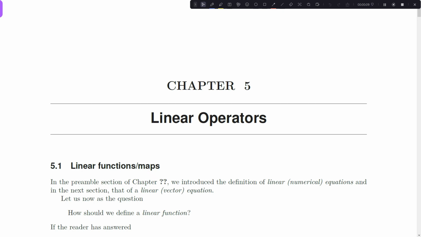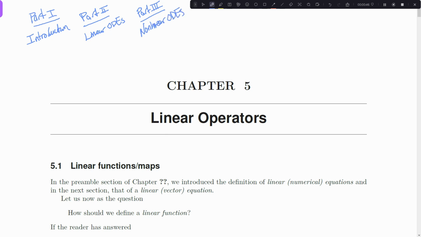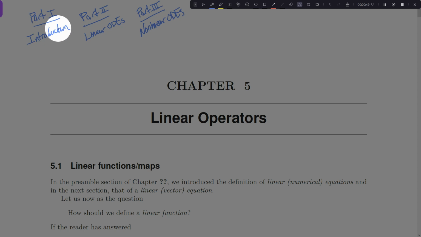All right, hello again. We are moving on to chapter 5, and in particular, I don't think you see this the way I'm uploading the book, but if you were reading the book as a whole, it's actually separated into 3 parts. There's part 1, which is the introduction, part 2, which is linear ODEs, and part 3, which is nonlinear ODEs. And we have graduated from part 1. Now we're in part 2.